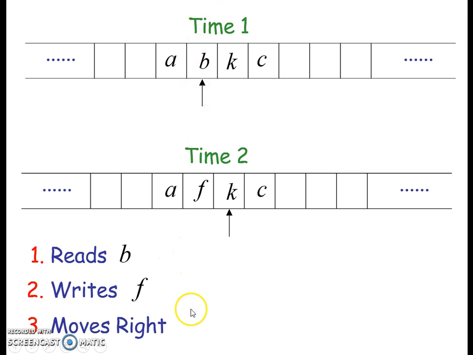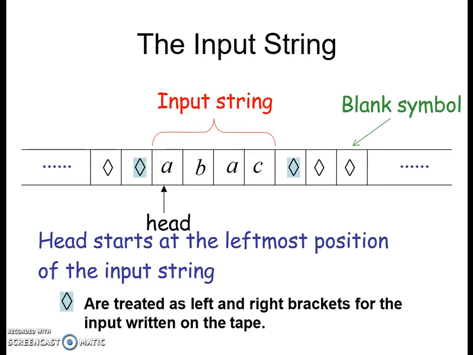Now we have another transition for B. Now the tape head is currently pointing towards B. Now it reads B. What was our first operation? That is reading. Now it will read B, and the operation is write F. Now it will update the value of B with F. So B is being updated with F in time 2, and it moves towards the right. So now again the tape head is pointing to K. We all know that A was already updated to K, so the tape head is pointing to K. The input string.